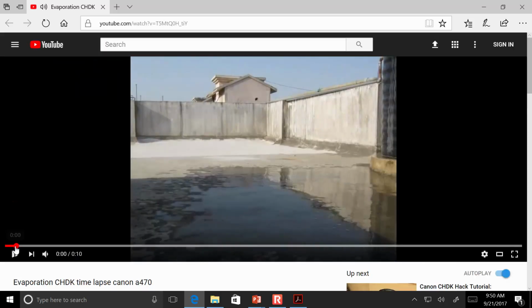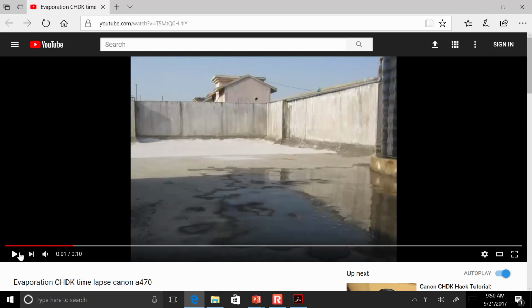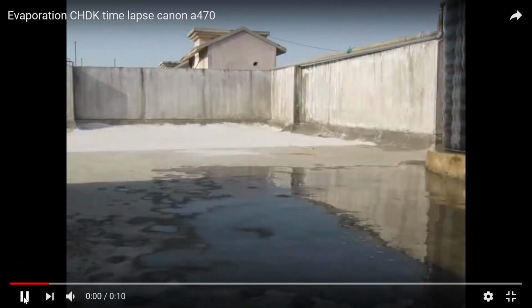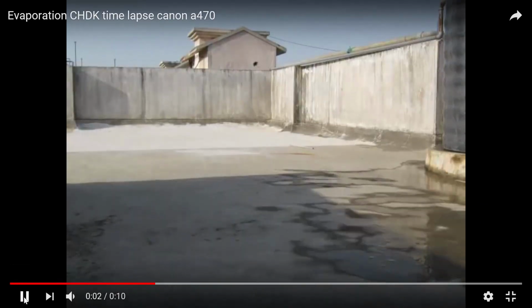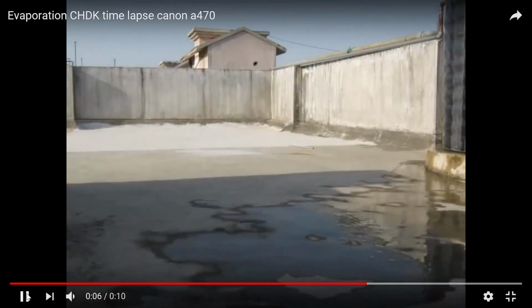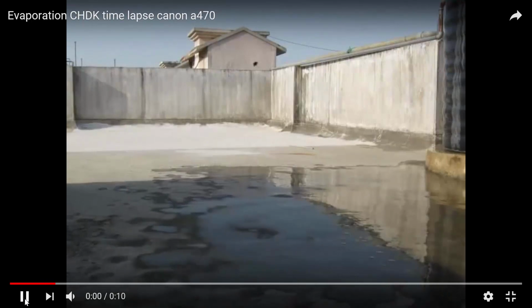All right, so we literally watched a puddle dry in class today, right? It's like paint drying, but without the color. All right, so time lapse here. Why is the water evaporating? Why doesn't it stay water? Like, why is the water going away?